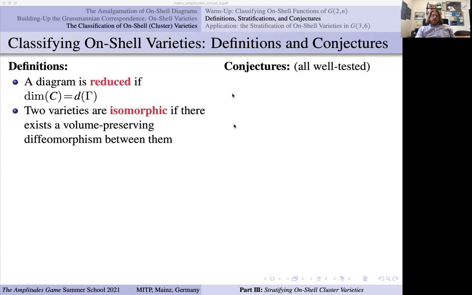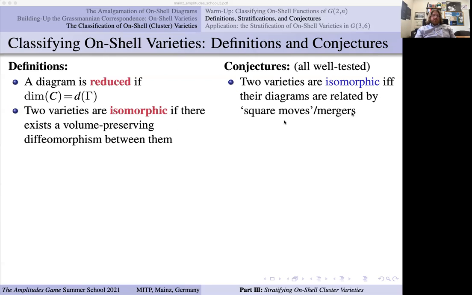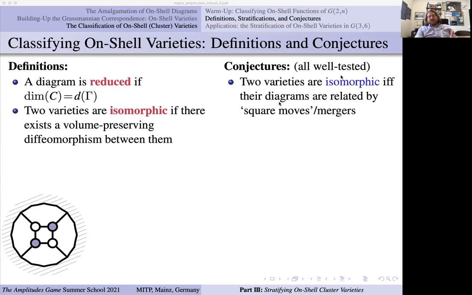And then we have some conjectures. First is that two varieties are isomorphic if and only if their diagrams are related by square moves and mergers. This is something that we've actually now exhaustively checked for all the six particle graphs. I still haven't told you how to check isomorphism quickly, but we'll get there. And so all well-tested, one of the things that well-tested means is that in the planar limit, it's provable. And in the non-planar case, we've checked it and we've never found a counterexample. That doesn't mean it's true. So remember that we have these square moves. You can do this inside of a planar graph or a non-planar graph, it makes no difference.